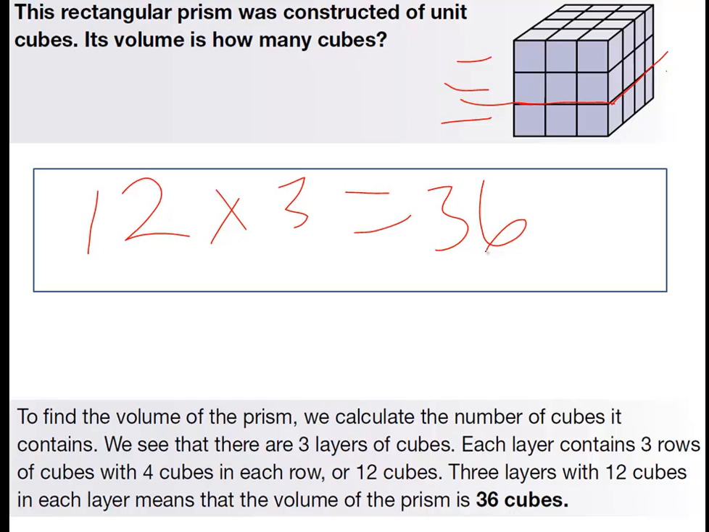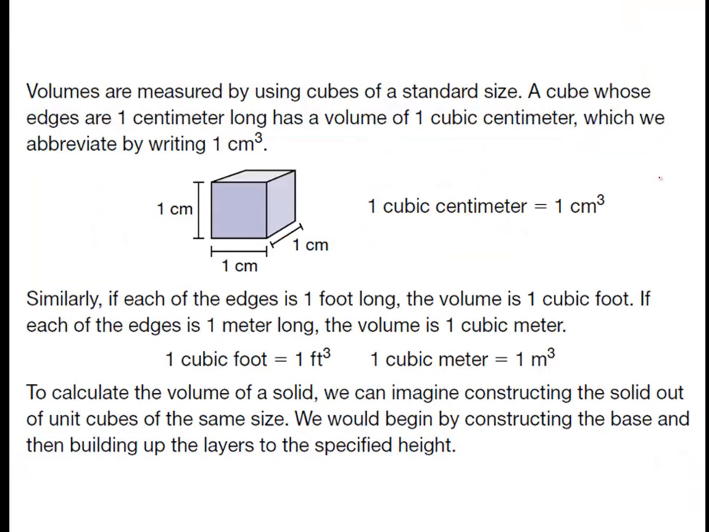Right? The other way you could have done that is you can see that this is a 3, this is a 3, and this is a 4. 3 times 3 is 9, and 9 times 4 is 36. All right, and that's what this is explaining. The volume's measured using a standard size cube. In this case here, it's a cube of 1. So a volume of 1 cubic centimeter, or 1 cubic centimeter long. And so you're going to write it as centimeters cubed, or you can write it as feet cubed.